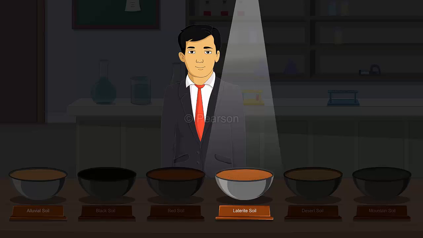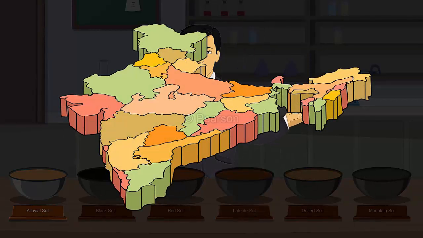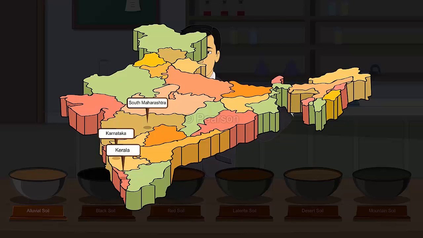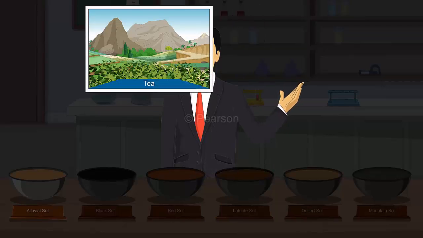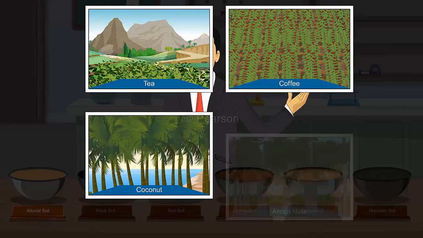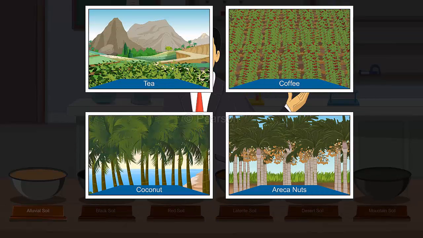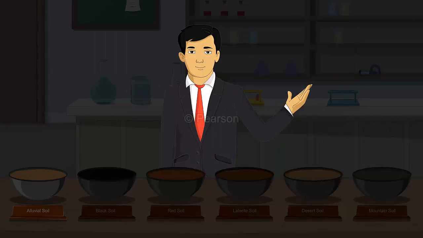Laterite soil. Laterite soil is formed under high temperature and heavy rainfall. It is commonly found in South Maharashtra, Western Ghats, in Kerala and Karnataka, in some parts of Assam, Tamil Nadu, and West Bengal. Laterite soil is not so fertile. However, some plants like tea, coffee, coconut, and areca nut are grown in this soil.